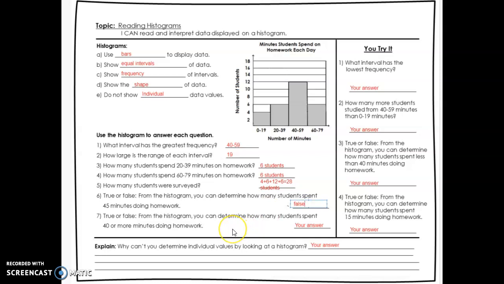Okay, and then true or false. From this histogram, you can determine how many students spent 40 or more minutes doing homework. So if they spend 40 or more, it could have been that they were between 40 and 59, which is 12 students, or between 60 and 79, which is 6. So 18 students spent 40 or more. We are able to tell. So we will put true right here.